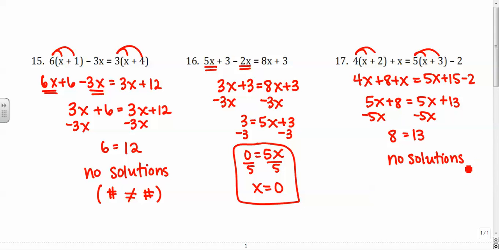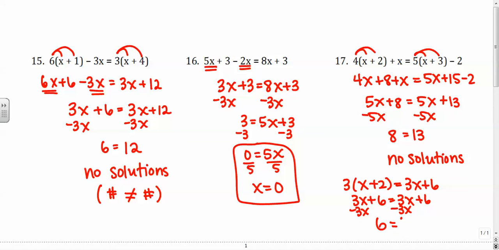So what does it look like when we have infinite solutions? Because it's very similar to that. If I had something like, let's say 3 times x plus 2 equals 3x plus 6. So distribute: 3x plus 6 equals 3x plus 6. Subtract my 3x's. And my variables have dropped out, but if you notice, I have an equation left that is actually true. 6 does equal 6. So this is when I would say all real numbers.